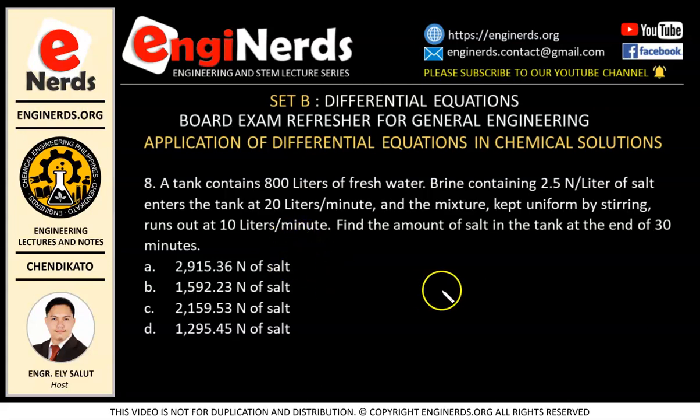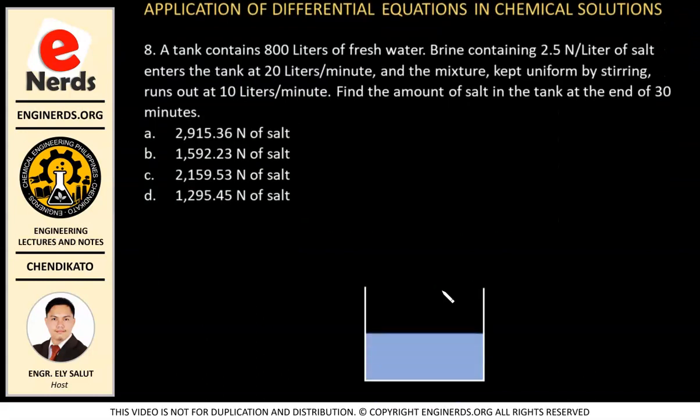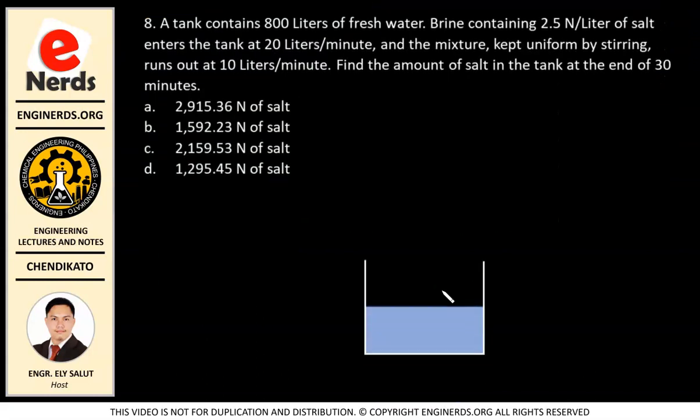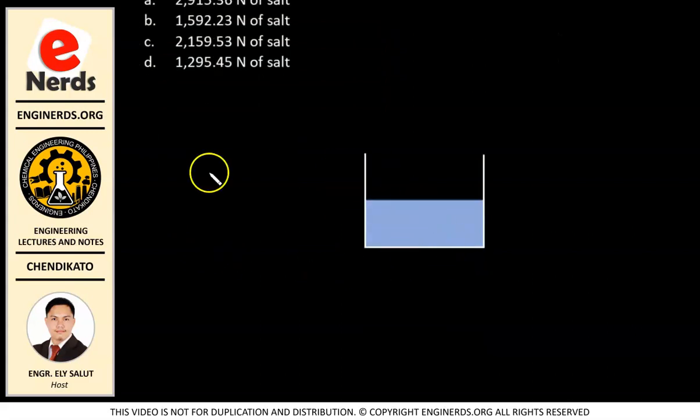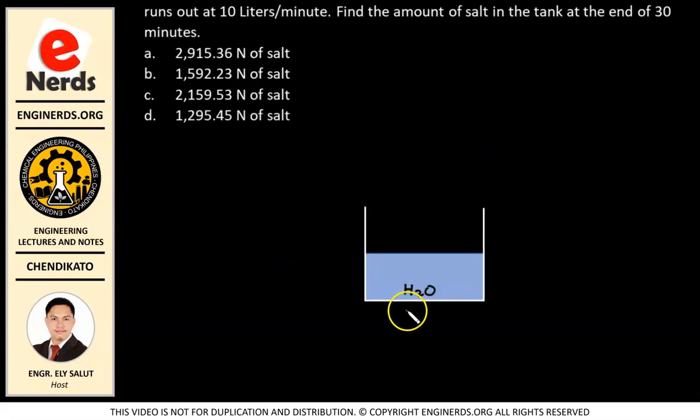So, ang una natin gagawin is illustrate muna natin yung ating given para mas madali nating ma-visualize yung ating situation. Okay, so initially, meron tayong 800 liters of fresh water. So, we are informed that itong tank natin has fresh water. That is why I said this is case 1 ng ating application for chemical solution. So we have fresh water initially, and this is 800 liters.